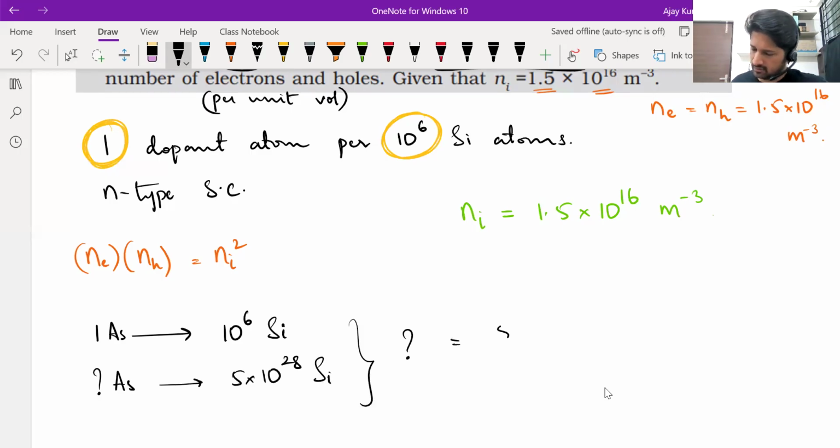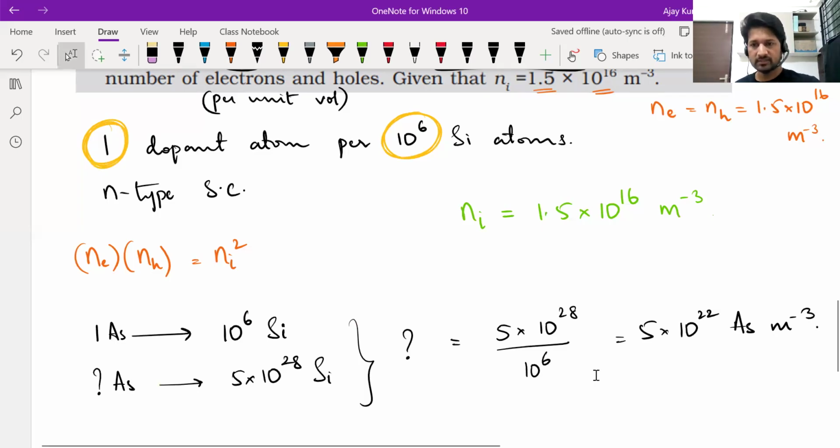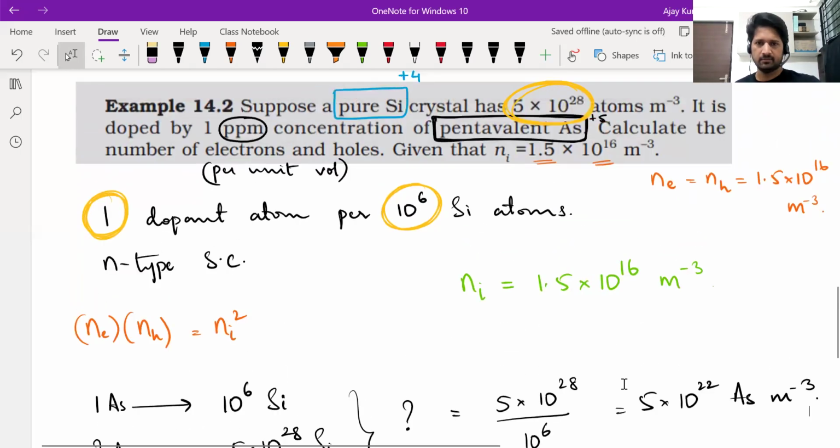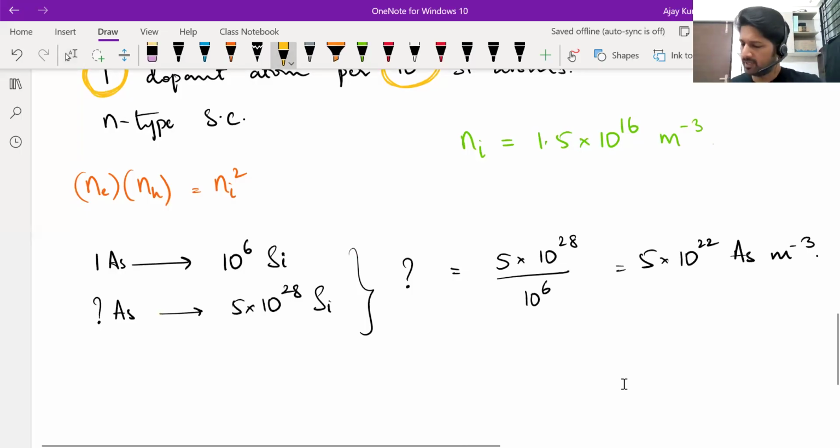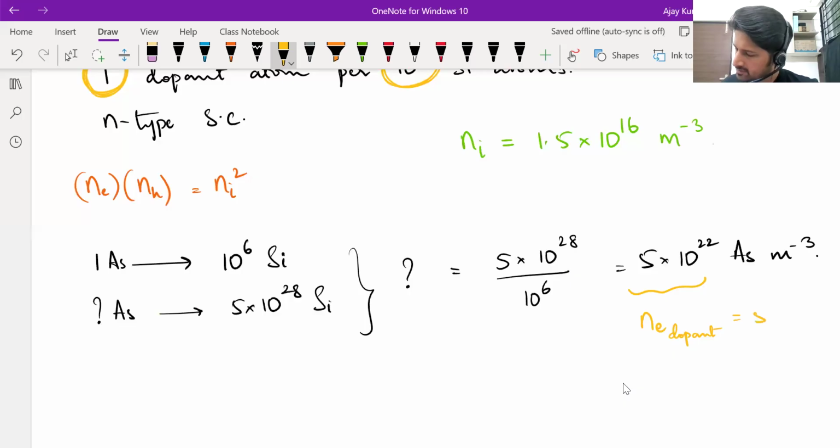That number turns out to be 5 into 10 power 28 divided by 10 power 6. That is 5 into 10 power 22 arsenic atoms per meter cube. So after doping, this is the concentration of arsenic. Now every arsenic atom will bring with it an extra electron, because it is pentavalent. That means due to doping, the concentration of electrons from the dopant is this much, 5 into 10 power 22 per meter cube.